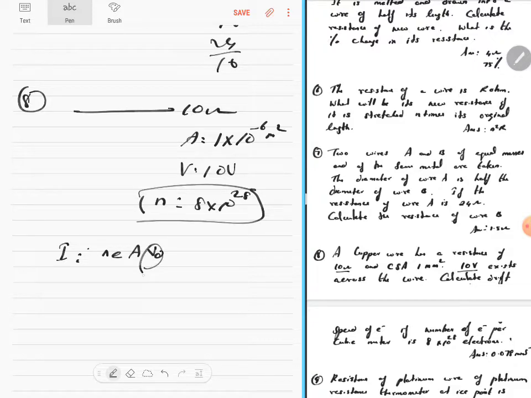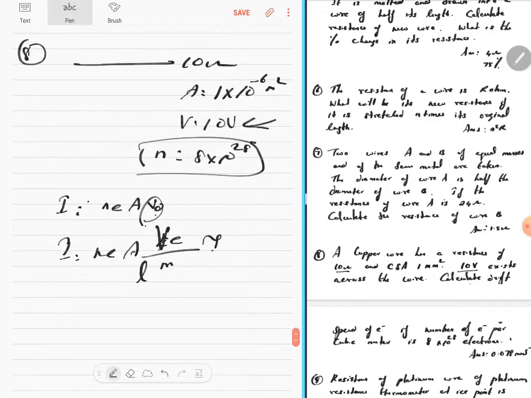We can't, but we have V. You can write it as capital E into small e by m into relaxation time, and E can be written as V by L. Would it help? Let us see.